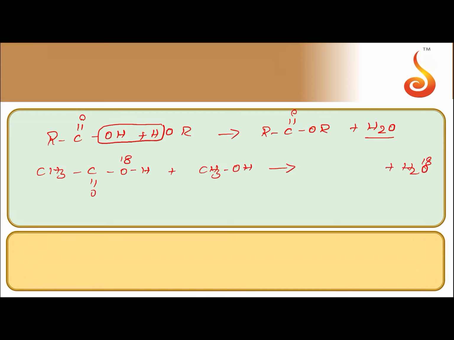So you will get H2O here, where the oxygen is isotopically labeled, because oxygen of carboxylic acid is isotopically labeled. Oxygen in water also will be isotopically labeled. So what is the other product we have? CH3 C double bond O OCH3. This is about the first compound.